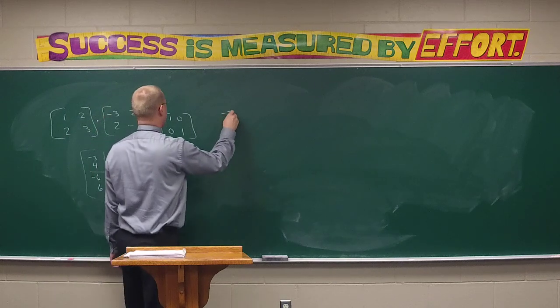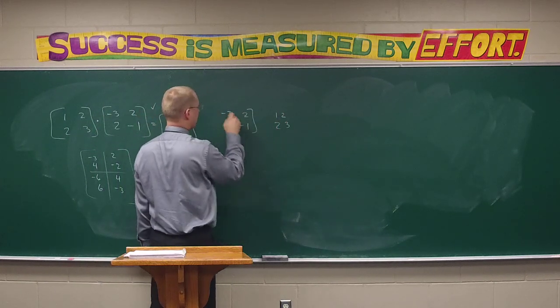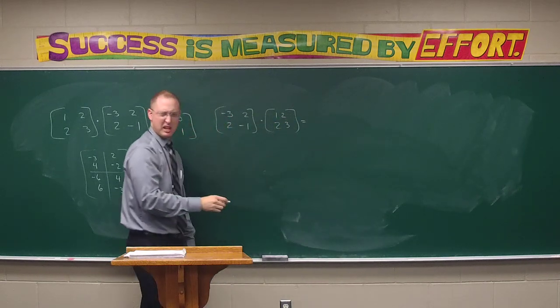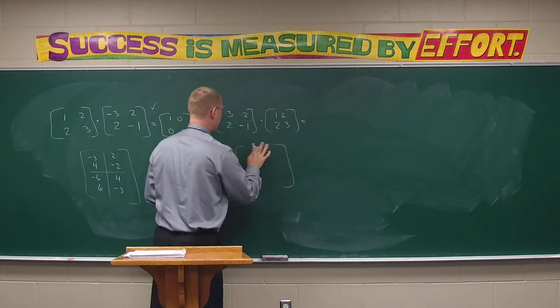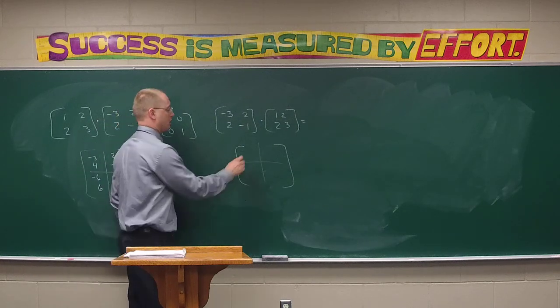Reverse. Negative 3, 2, 2, negative 1, times 1, 2, 2, 3. Okay, somehow it doesn't feel like it's taking as long as it did the first time. Do you feel the same way? Anyway, maybe it's just because it's smaller. First set of partial products. Abby. Negative 3, 4.